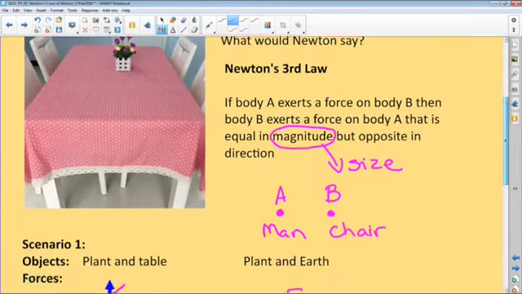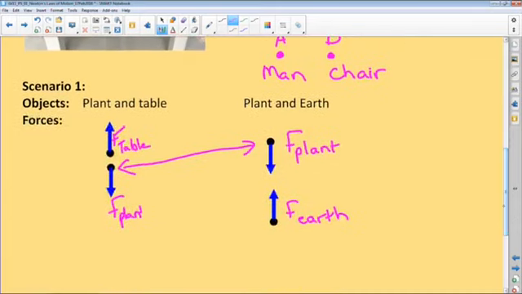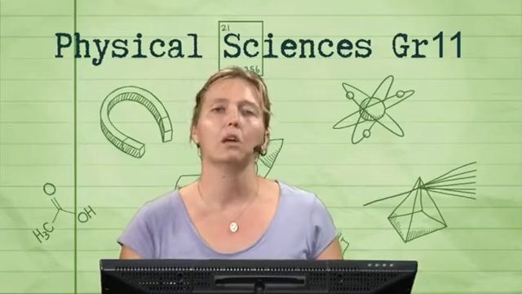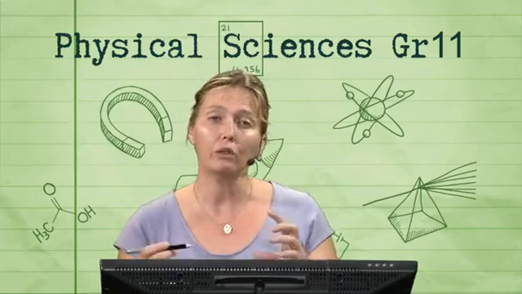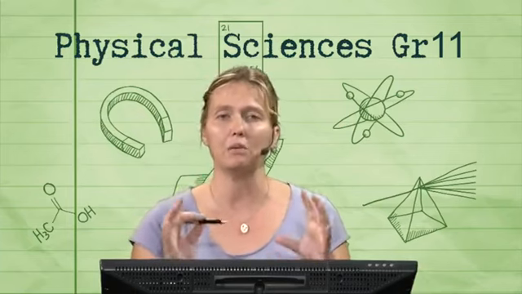So if I look at my diagram again, hopefully you notice something about the size of the arrows. What do you notice about the size of the arrows? The size of the arrows are the same. They are the same size. And what did I say the word magnitude means? Magnitude means size. Okay, so when we are drawing these Newton 3 diagrams, we have to have our arrows that indicate our forces. They need to be the same size.